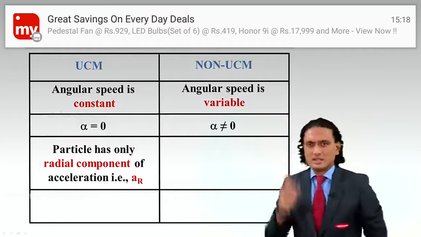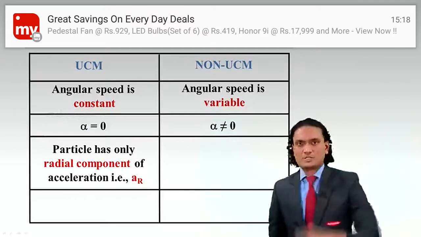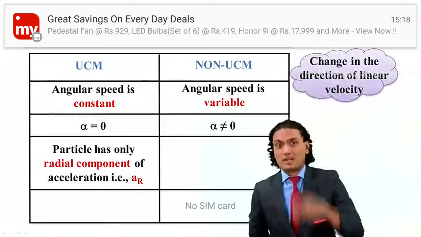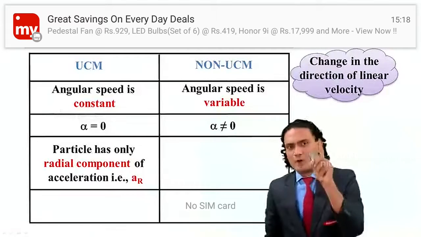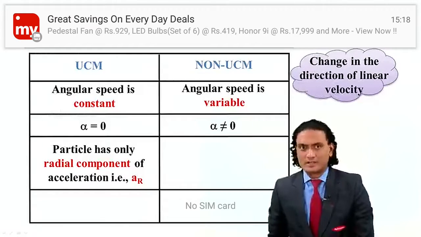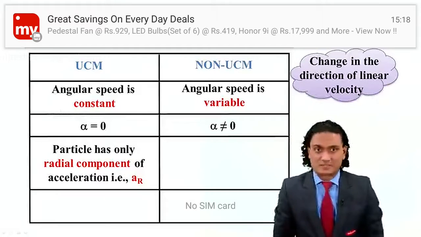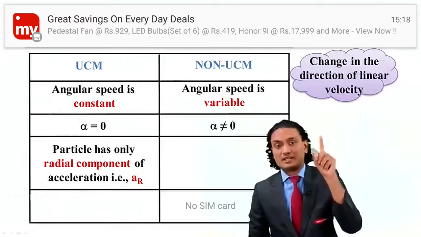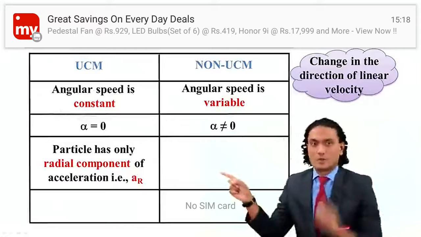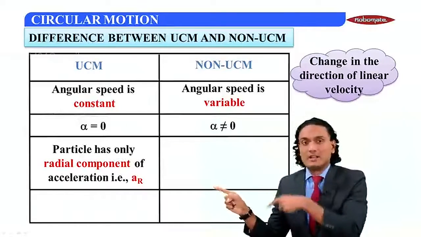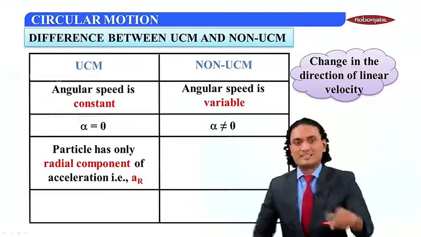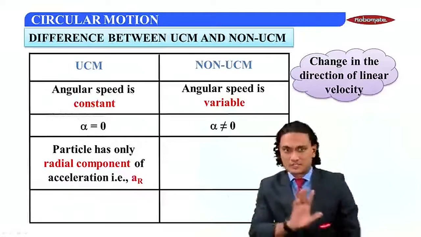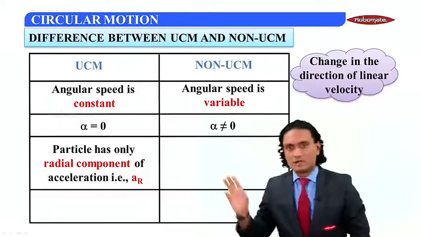Somebody may ask, sir, in UCM the linear velocity is constant, magnitude is constant. Alright, but keep this in your mind. The direction of the linear velocity is changing in UCM. And we all know linear velocity is a vector quantity. So even for a change in direction, there has to be an acceleration. So a particle performing UCM, even though the magnitude of linear velocity is the same, since the direction is changing, has only one component of acceleration called radial acceleration. Radial component is there. Is that clear? Tangential component is 0. There is only radial component, because the direction of linear velocity is changing. We have seen this. So this is one of the differences.